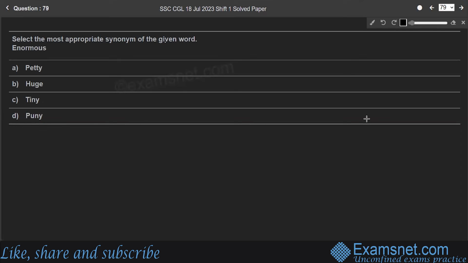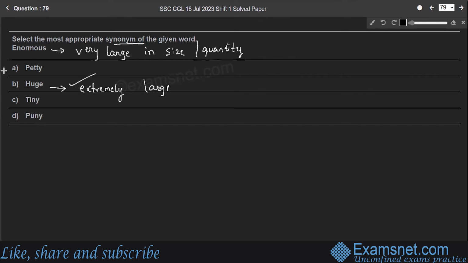Question 79. Select the most appropriate synonym of the given word, enormous. Enormous means very large in size or quantity or extent. To a very large extent is called enormous. So the synonym, meaning similar to enormous, among the four options is huge. Huge means extremely large. Therefore, option B is the right answer.